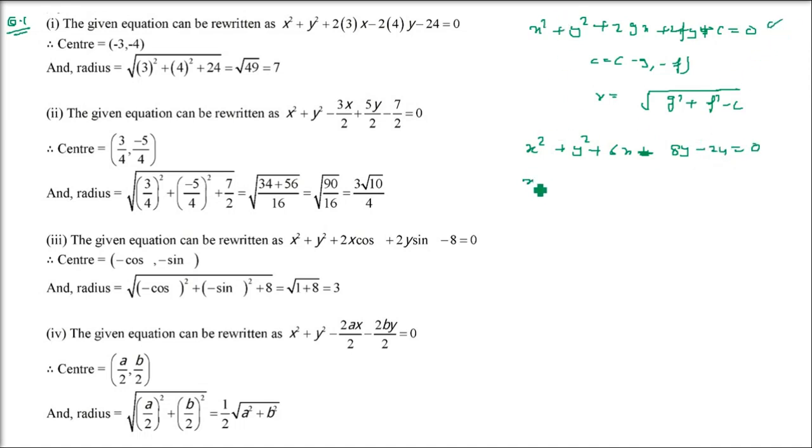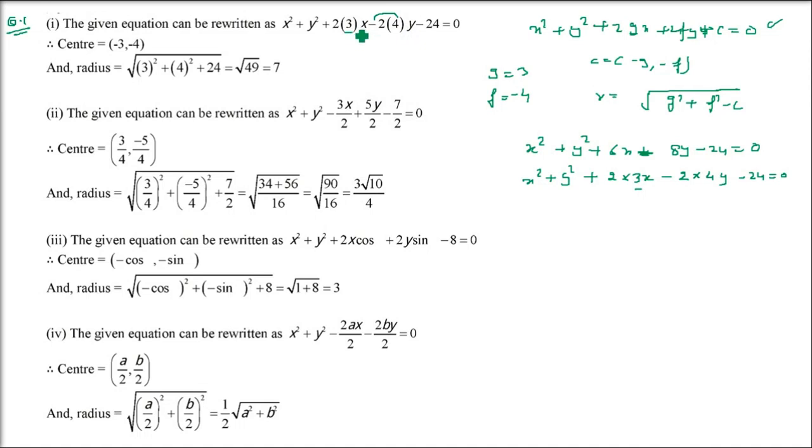Now compare it with the standard equation. x square plus y square, and 6x can be written as 2 into 3x, and 8y can be written as 2 into 4y. Then 24 will remain as c. Now just compare it. What is g here? g is 3. What is f here? f is negative 4, because it has a negative sign in front of it.